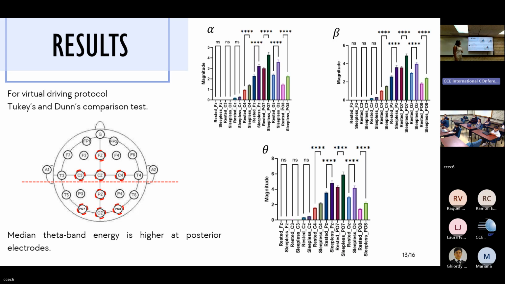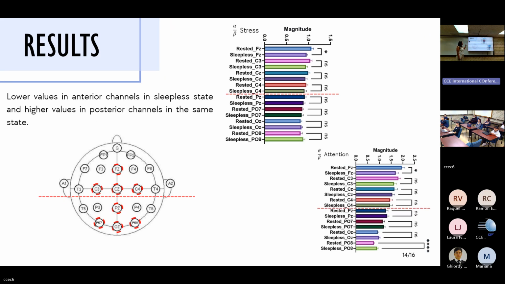Tukey's and Dunn's comparison test, and we found out that the activity was concentrated in low varying channels and in posterior ones. For example, lower values in anterior channels in a sleep state and higher values in posterior channels.